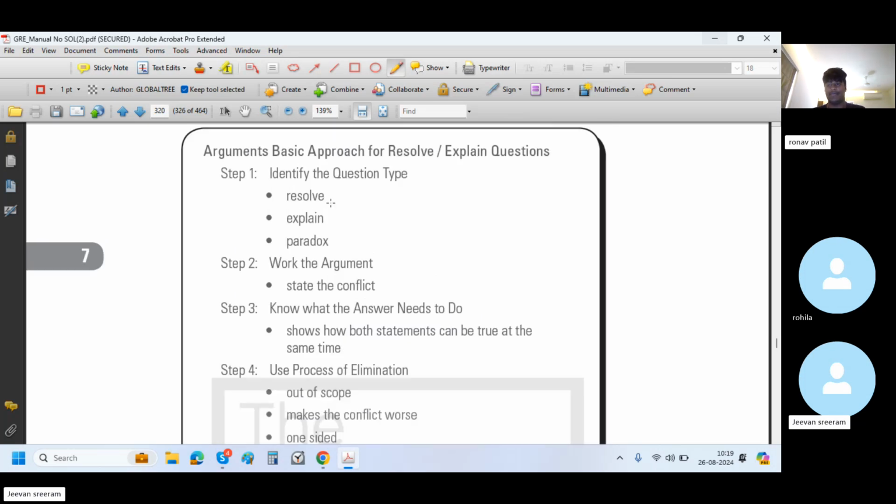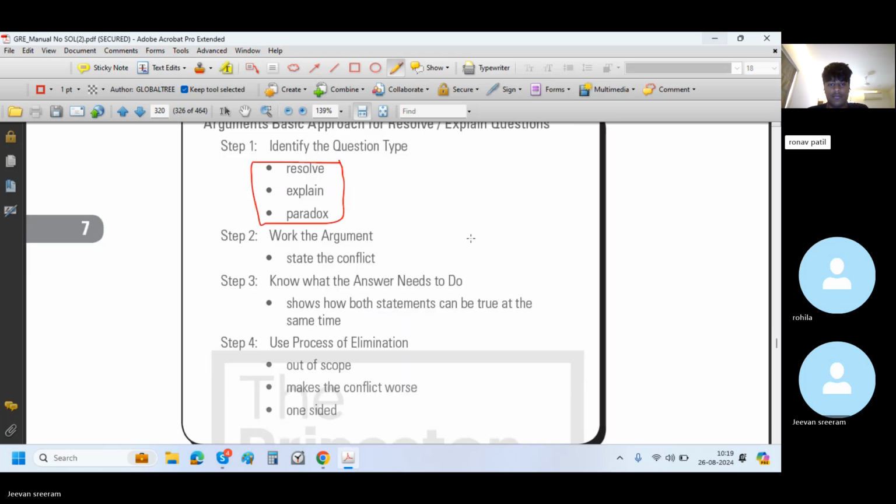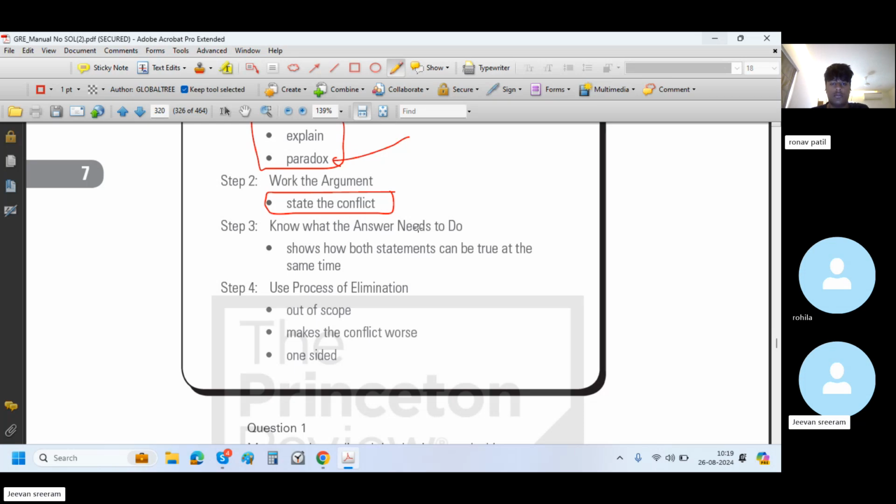Argument basic approach for resolve and explain. You can recognize these sort of questions by these keywords: resolve, explain, paradox. So you should be able to find out the conflict. So paradox, right? Something which is correct and wrong at the same time.